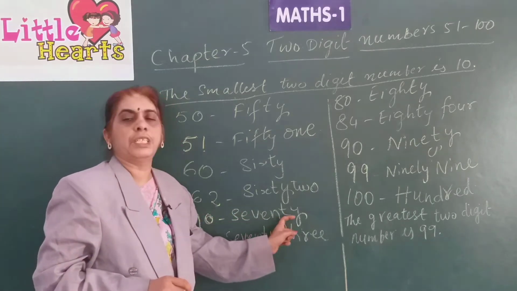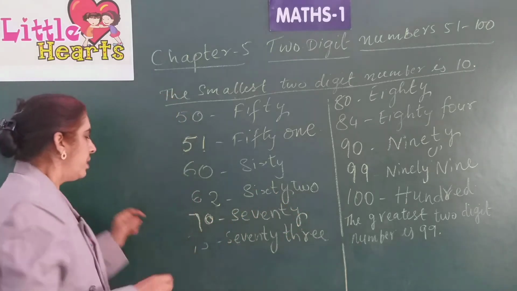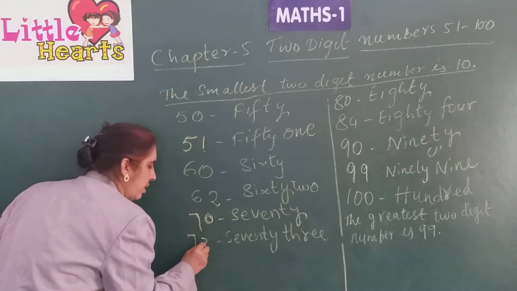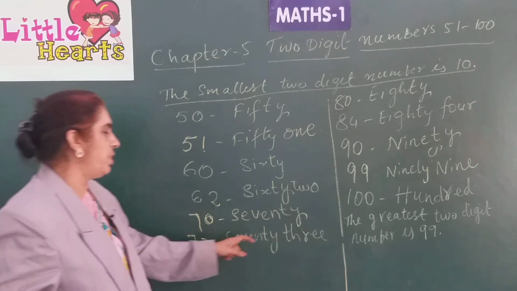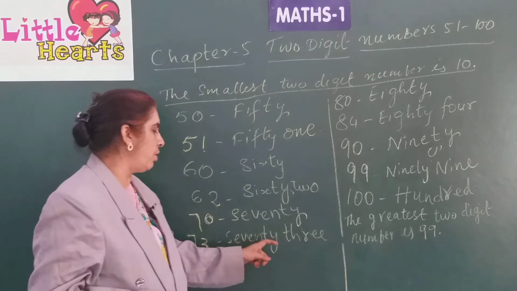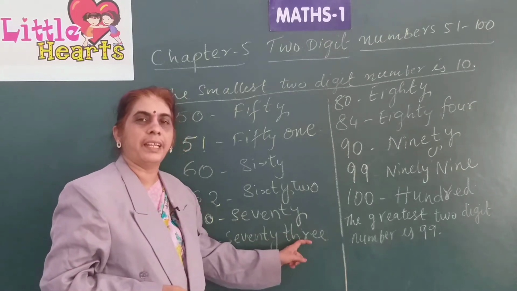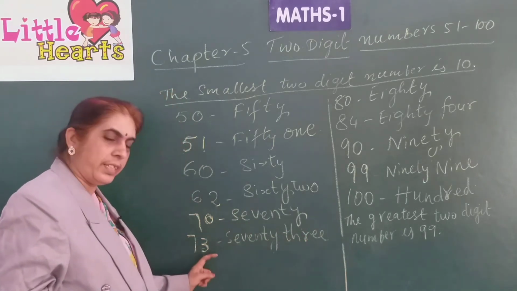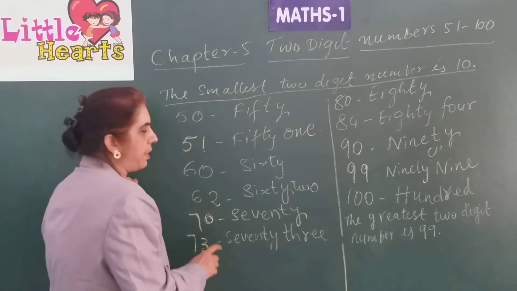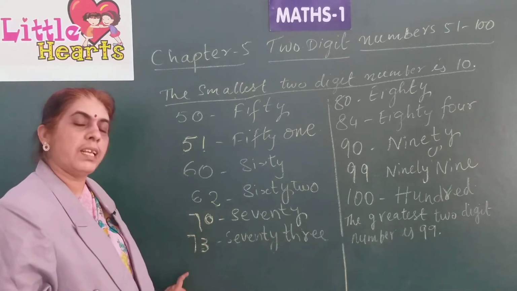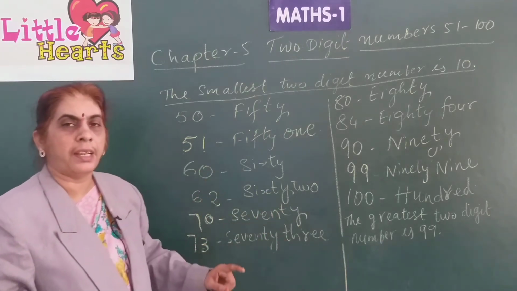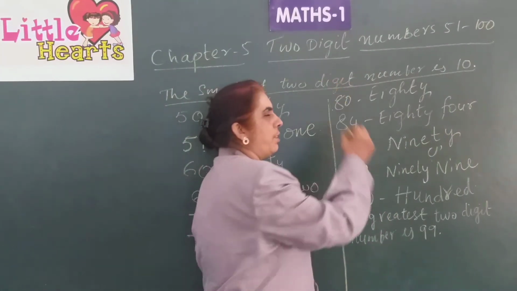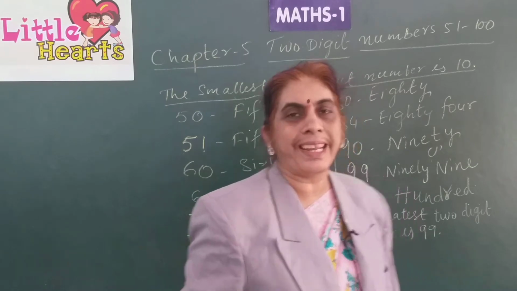After 69 comes 70, SEVENTY. And 71, 72, 73. 7 in the tens, 3 in the ones, SEVENTY THREE. In this way, you can change the numbers from 1 to 9 in the ones place, keeping 7 in the tens place. You can learn the spellings from 70 to 79. Next comes 80, 8 in the tens, 0 in the ones, EIGHTY.